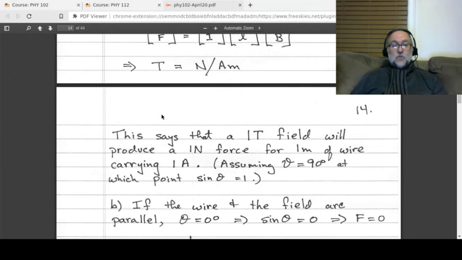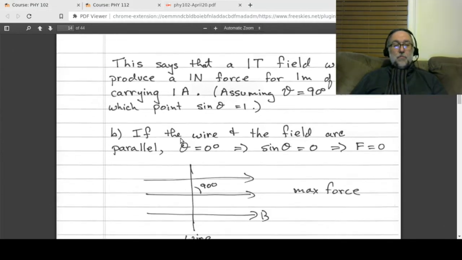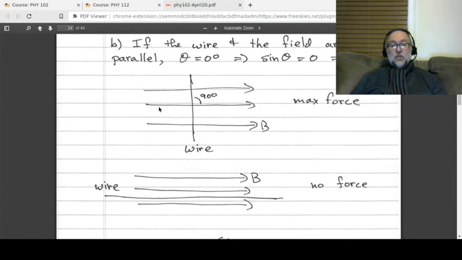Okay, so in part B, if you remember, I said we're going to have the same situation, but now I want the wire and the field lines to be parallel to one another. But parallel means that theta is equal to 0 degrees, and sine of 0 degrees is zero, and so that means there's no force. So here are my diagrams showing the two different orientations. When you have the wire perpendicular to the B field, that's when you'll get your maximum force. But if your wire is parallel to the B field, there's no force, none at all. And that's just the way these B fields work.